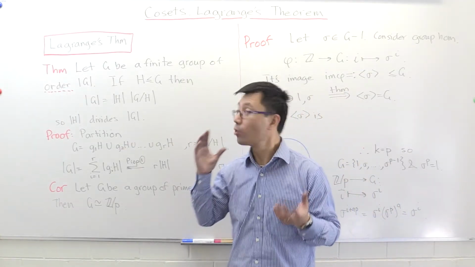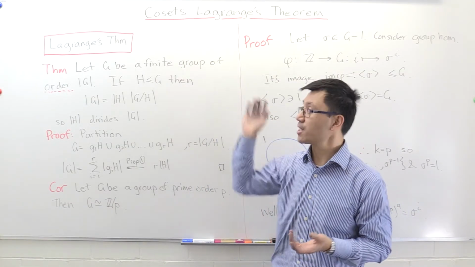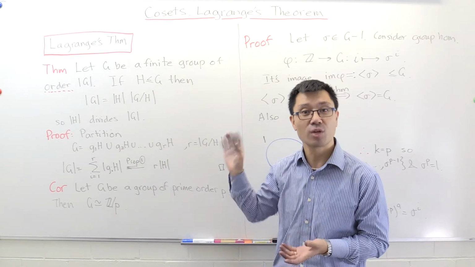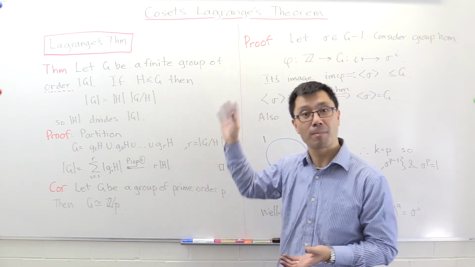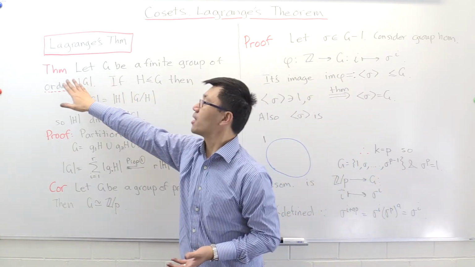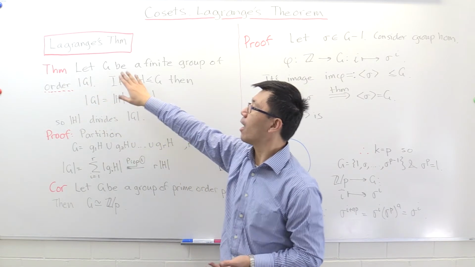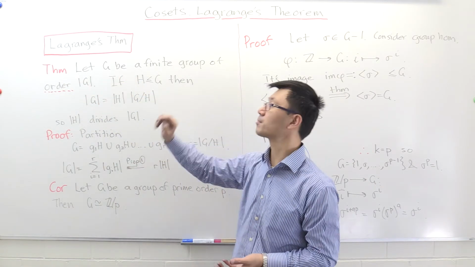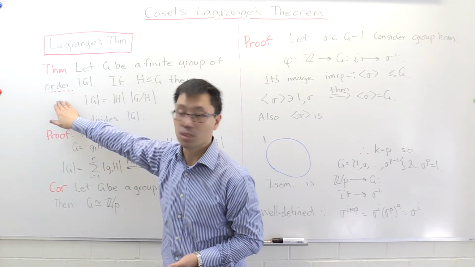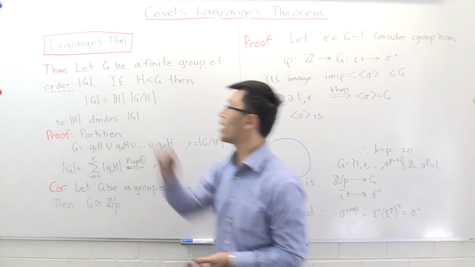Finally, I can state the beautiful Lagrange's theorem, which is an application of symmetry to studying groups, and in particular, the symmetry that I introduced by constructing the G set G mod H. Here we have this group G, which is finite. The number of elements in it, the cardinality of G, is called the order of G. So it's a finite group of order the cardinality of G.